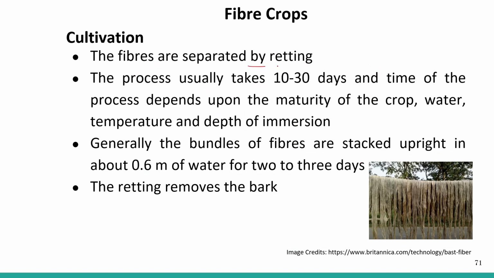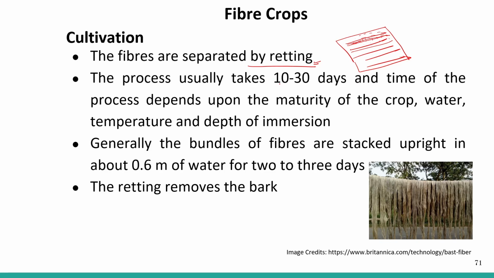Fibers are separated by retting. In retting, we take the stems and put them in water. There are some microbes present in the water, so they degrade the outer covering of the stem that is kept in the water. And all the bast fibers that are present get separated.